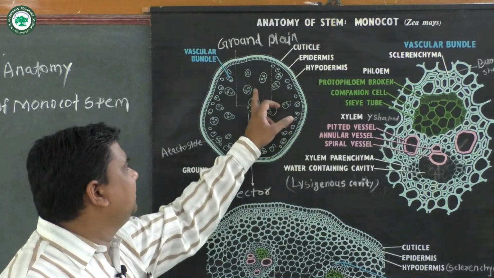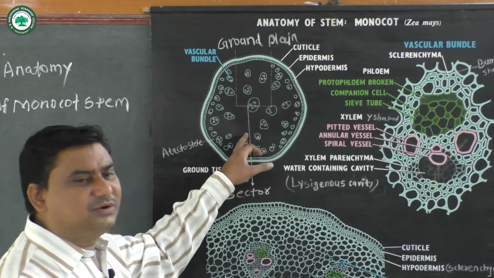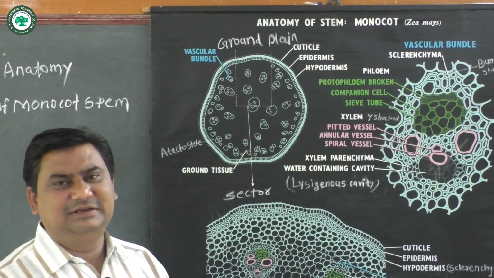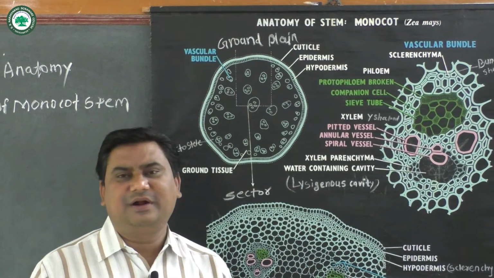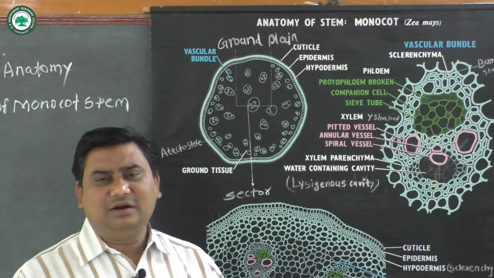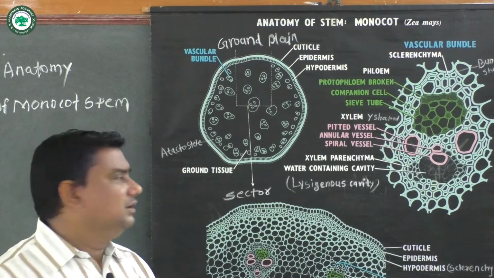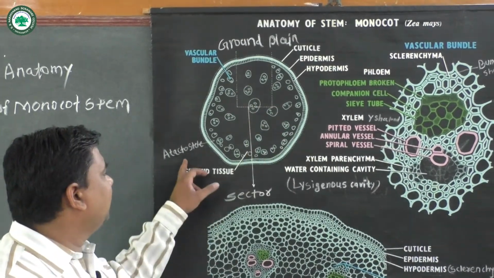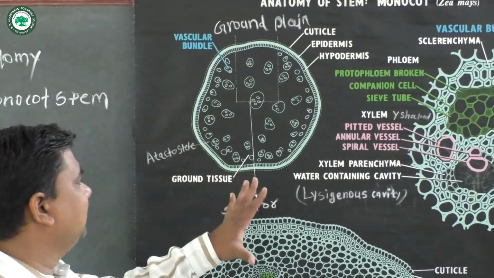That's why this stele is called the atactostele. Atactostele means dispersed. Here the vascular bundles are scattered, and that's why we call it the atactostele.